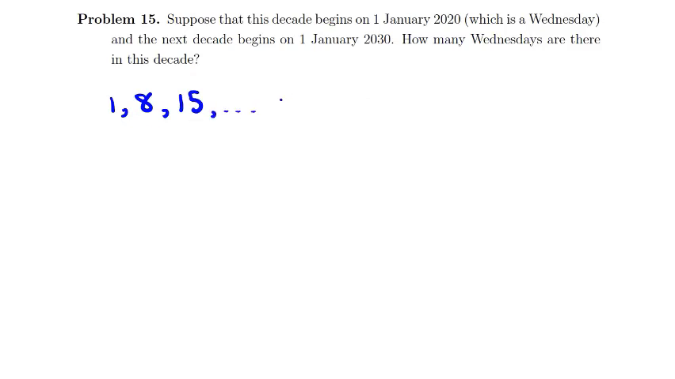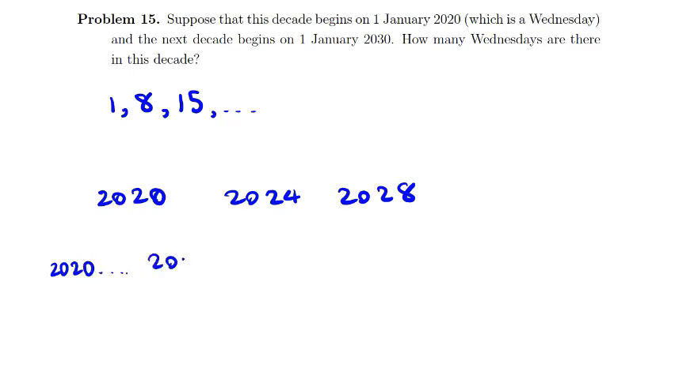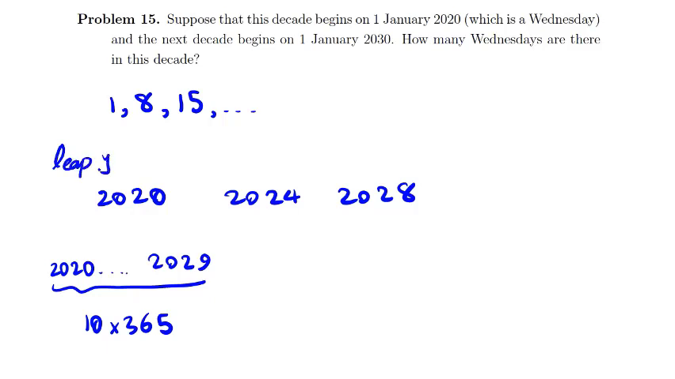So we should see how many days we have. So 2020 is a leap year, and 2024 and 2028 are leap years. So if we consider from 2020 to 2029, we have 10 years in this decade. 10 years times 365, and in these leap years there are 366 days. So one more, plus 3 more. If we calculate, it will be 3650 plus 3.